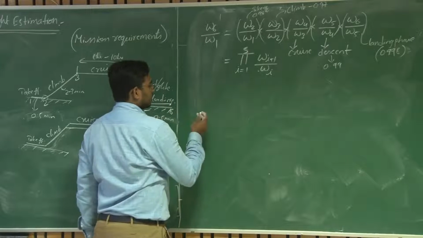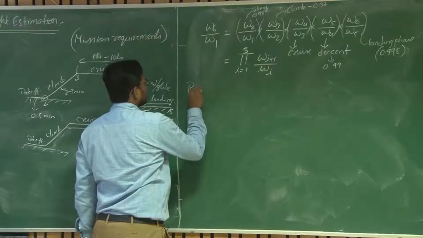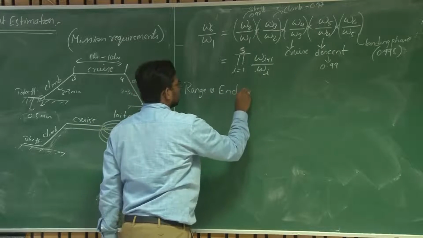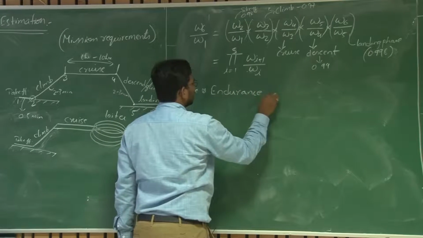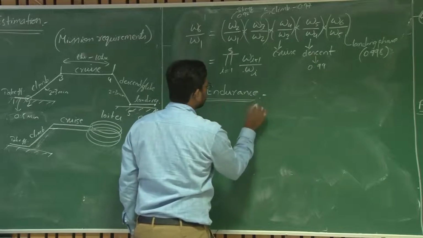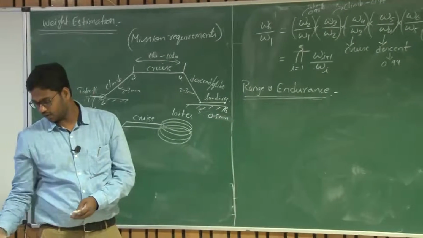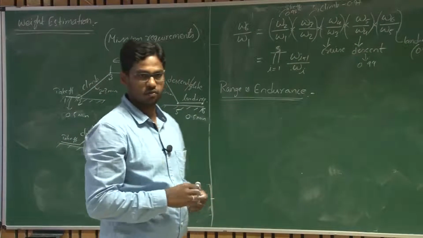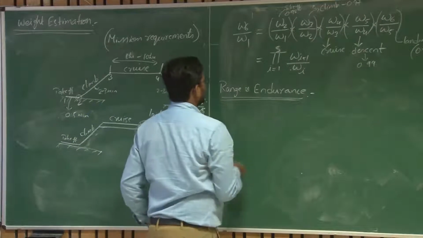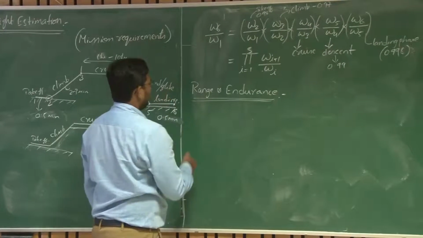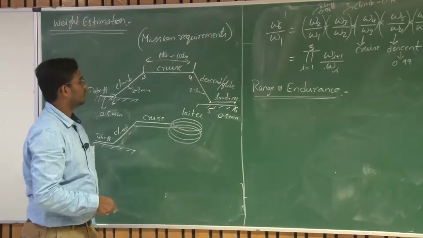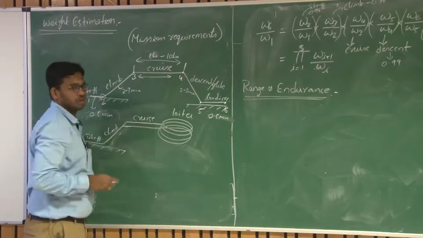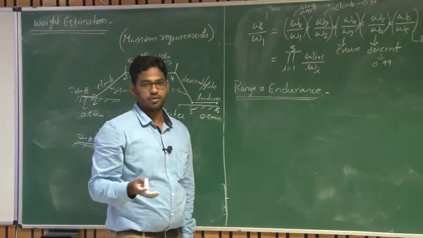Now let us look at something called range and endurance or loiter. Let us confine ourselves to propeller driven aircraft, because we don't generally see a jet driven unmanned system, right. So let us look at the propeller driven system here. And why range and endurance? It talks about the distance that you can travel with a given load of fuel, right?